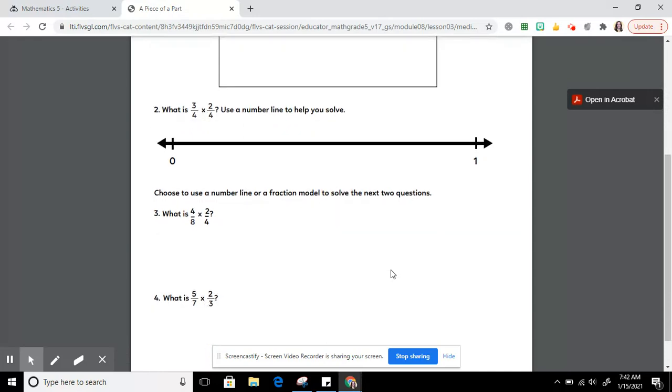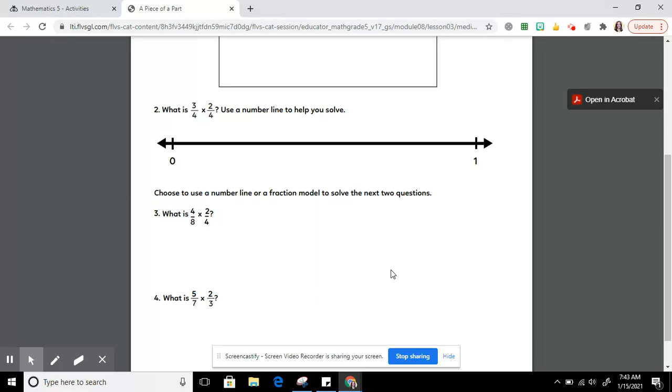For 3 and 4, you're going to choose to use a number line or a fraction model to solve these questions. So let's say that you like the fraction model. You can solve number 3 and 4 using the fraction model. Let's say you liked the number line model. You can do 3 and 4 using a number line. Let's say it doesn't matter. You can do an area model for one and a number line for the other. I'm not worried about which one you use as long as you are using one of those examples to help you solve 3 and 4.